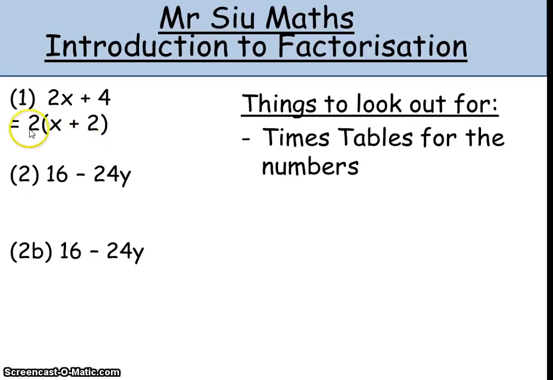The best thing to do is for you to expand the bracket, since factorization and expanding brackets are opposites. So 2 times x and 2 times 2 is equal to 2x plus 4.